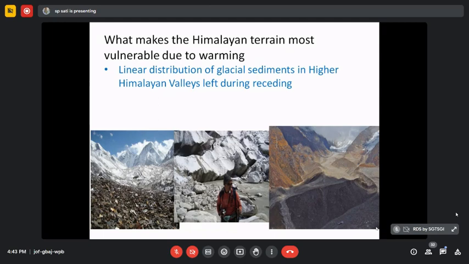And the 7th February 2021 event of Rishiganga is also of the same type, because it brought huge sediments which were left by the glaciers in the valleys. In 2013 also, some 24, 25 hydropower projects were damaged. That is also largely because of these sediments, which were glacial bed sediment in nature.